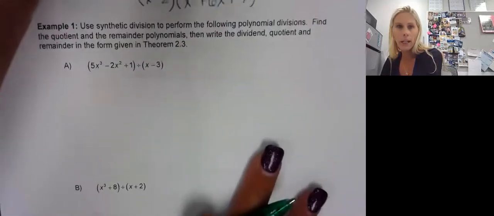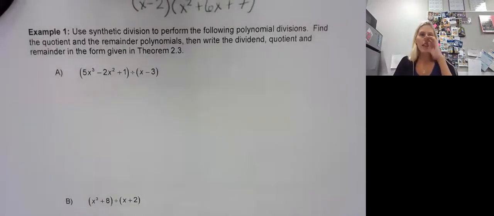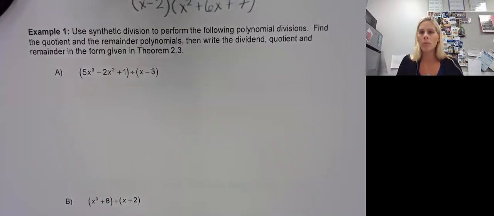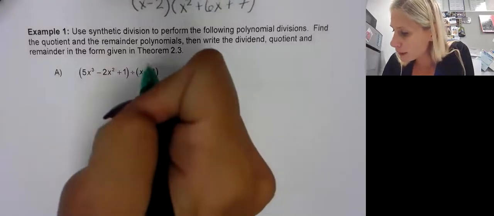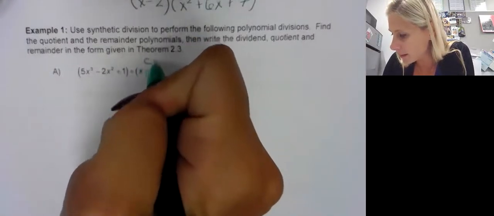So let's try it out down here. We're going to use synthetic division to perform the following polynomial divisions. We're going to find the quotient and the remainder, and then write the dividend, the quotient, and the remainder in the form given in theorem 2.3. Okay. So we're going to do our division. Remember, this means that c is 3.